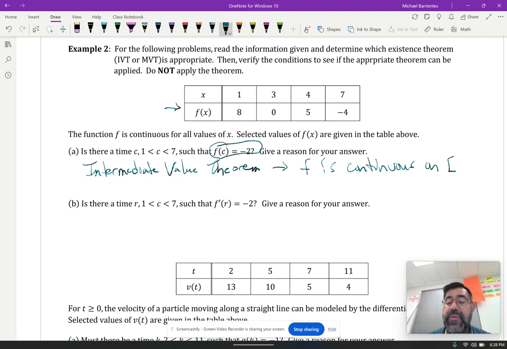On the interval between 1 and 7, how do I know it's continuous? Oh, because they told me f is continuous for all x values. So as long as I know that, then we're good. Let's see.